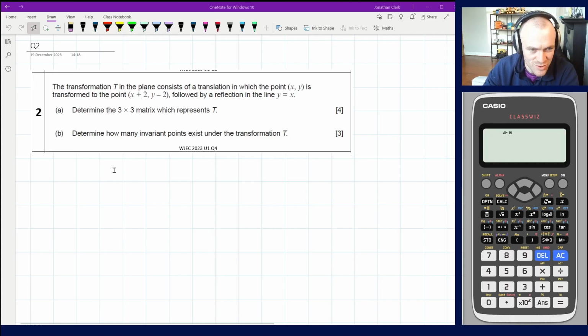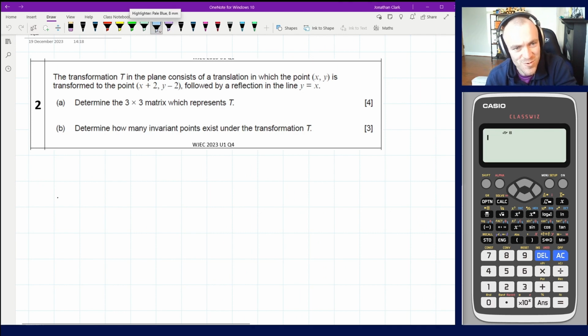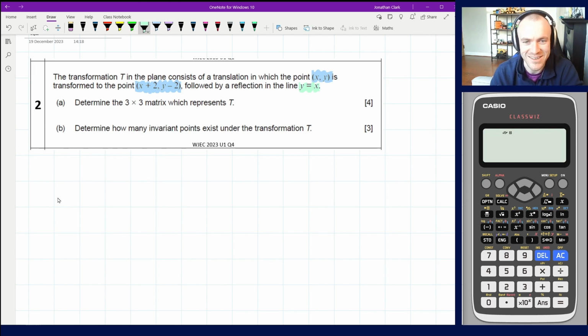Okay, here's a transformation problem. We've got two operations. We start with a coordinate. First of all, we transform it. We move it 2 across, 2 to the right and 2 down. And then once we've done that, we reflect it in the line y equals x. There's two things going on here.